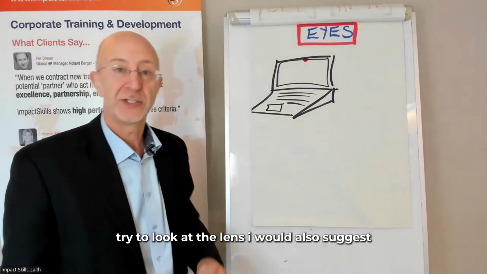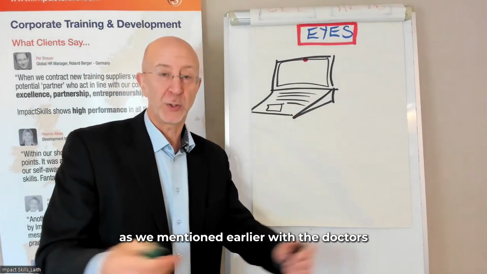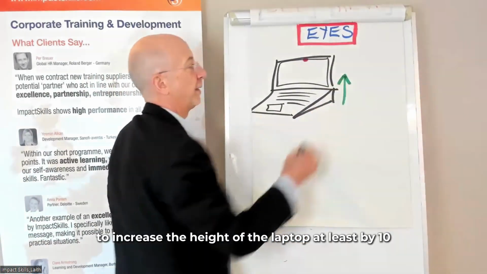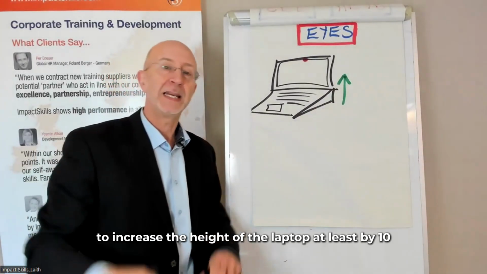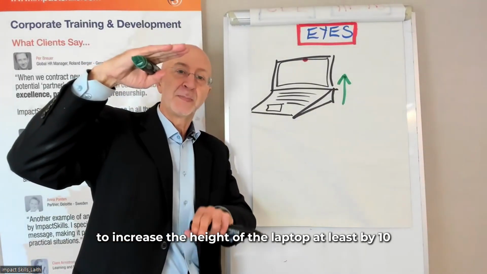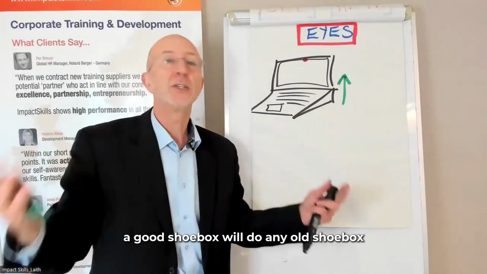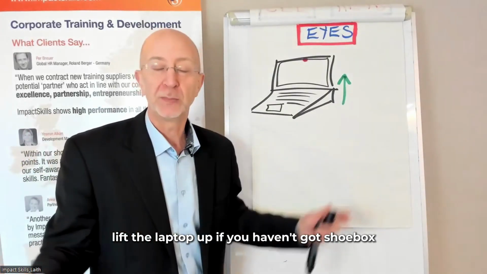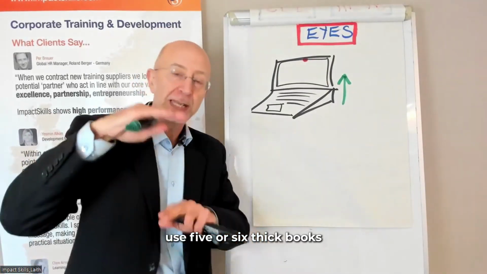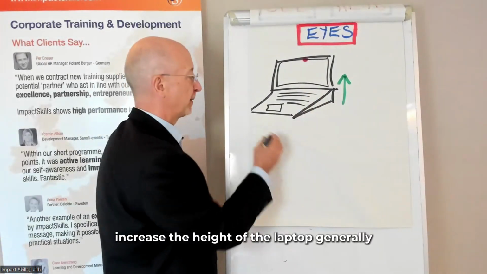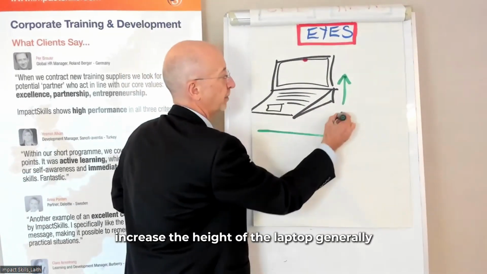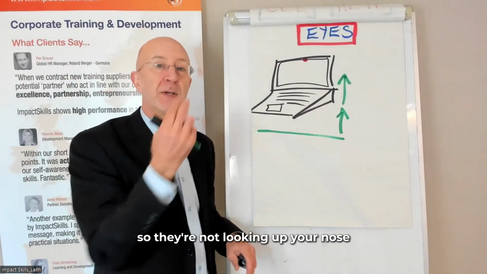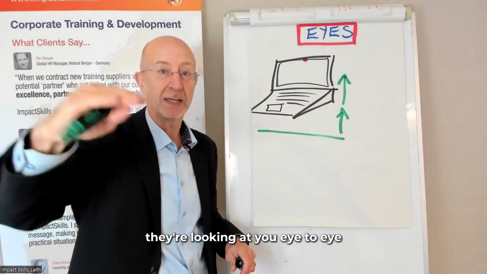I would also suggest, as we mentioned earlier with the doctors when we had the pandemic, to increase the height of the laptop, at least by 10, 12 inches, something like that. A good shoebox will do. Any old shoebox, lift the laptop up. If you haven't got a shoebox, use 5 or 6 thick books. Increase the height of the laptop so the lens gets higher, so they're not looking up your nose, they're looking at you eye to eye.